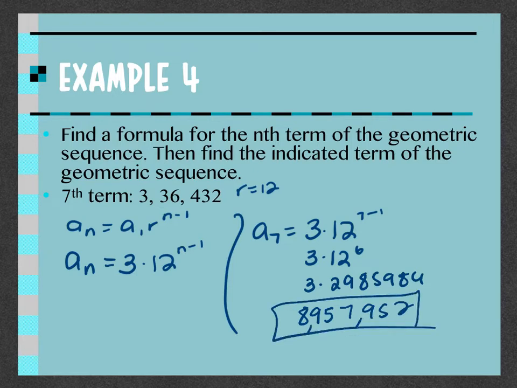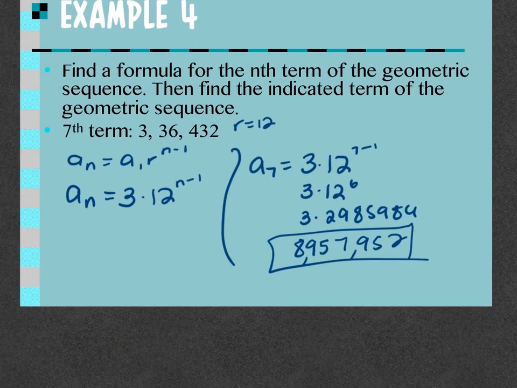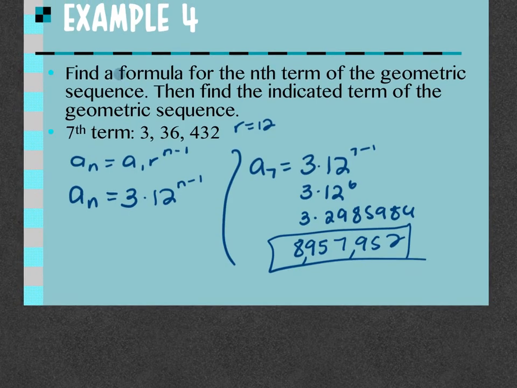So I get 8,957,952. So if it didn't say first find the formula for the nth term, then I could have totally just taken 432 multiplied by 12, got a number, multiplied by 12 again, got a number, multiplied by 12 again, multiplied by 12 again until I got the 7th term, right? That would have gotten me the same answer.